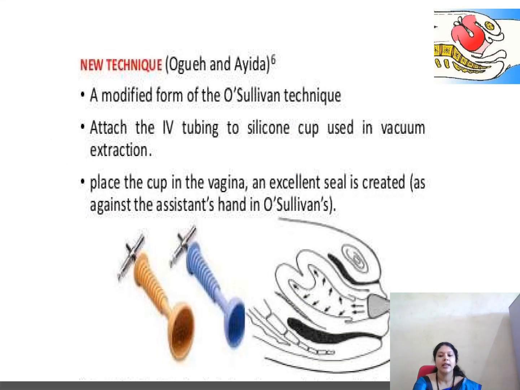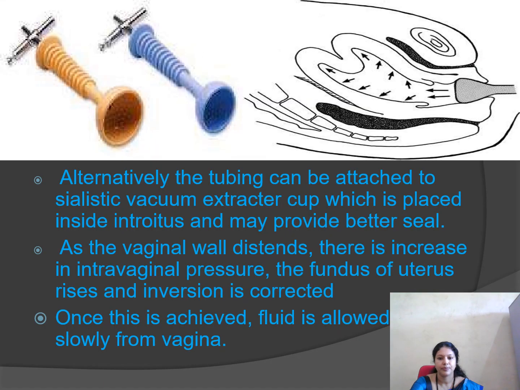Another one is, instead of using that method for covering the vagina, you can use the cup of a vacuum extractor. Vacuum cup you can apply over the vagina. It will just seal the vagina perfectly. Instead of the hand, you are just using the cup. And the same way you can fill the uterus with the fluid. Once the fluid is filled, just cover the vagina by using the cup, and it will help for maintaining the pressure.